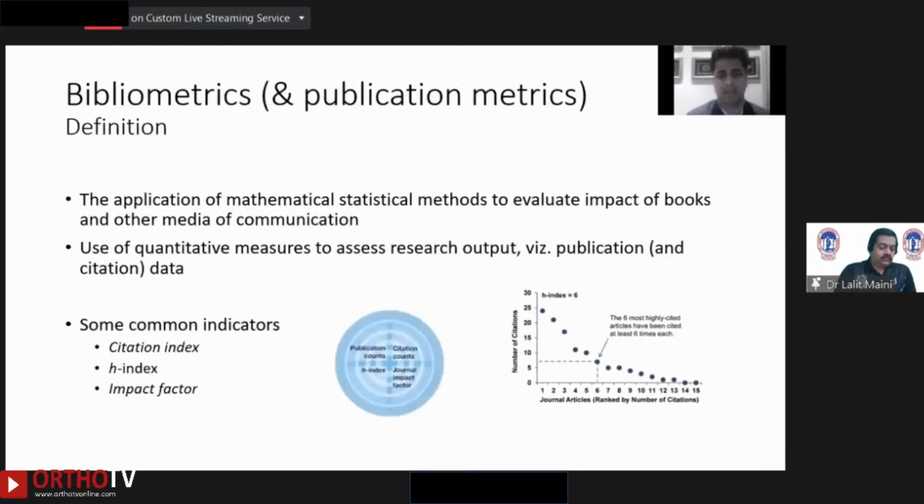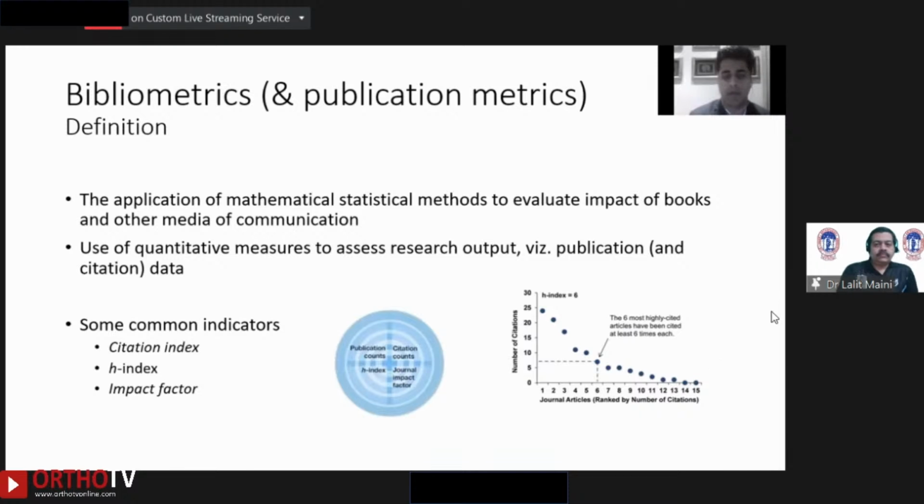So publication metrics can be defined really as the application of mathematical and statistical methods to evaluate the impact of books and other media of communication on society, on the scientific community at large. In effect, what we're doing is we're using some quantitative measure to assess the output of our research, whether it's publications or citations, and use that data to understand how well it's being used and utilized.